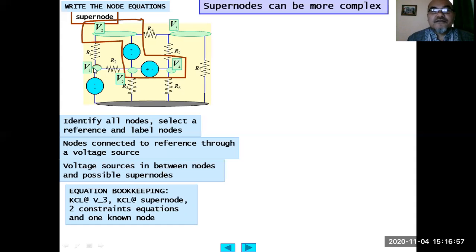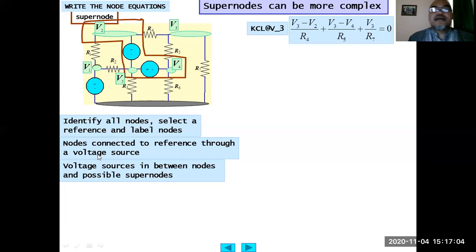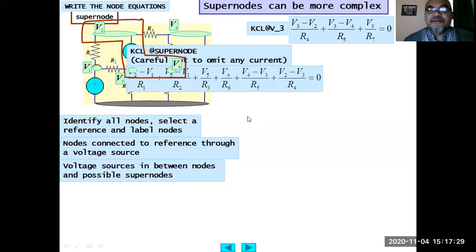So this one known V1 basically equals the value of this voltage source. Then using Kirchhoff current law at V3, we obtain (V3 minus V2) divided by R4, current out, plus (V3 minus V4) divided by R5, plus (V3 minus 0), the reference voltage, divided by R7 equals 0.